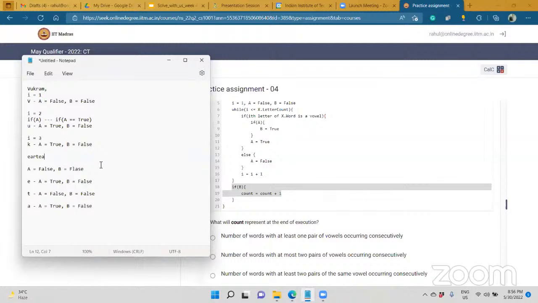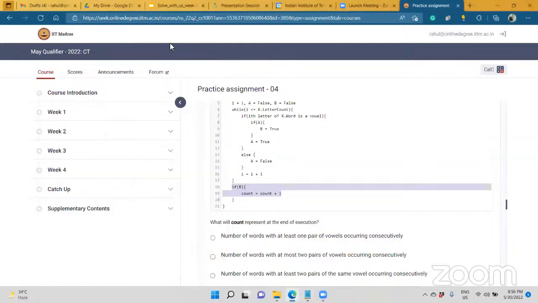See, that is why the option is given. It is capturing at least one. It doesn't count the total. It means if B becomes true, then there must be at least one pair of consecutive vowels. Hypothetically, you can have 2, 3, 4; it doesn't matter. It is just counting at least one. Don't bother if it has more than one pair.